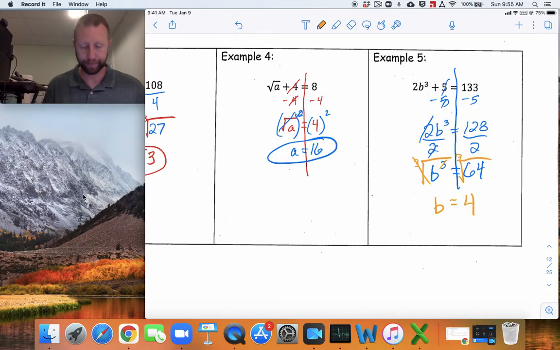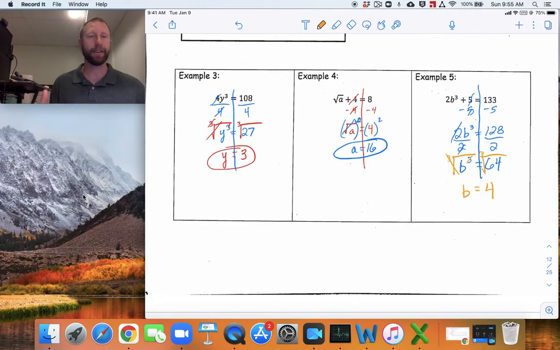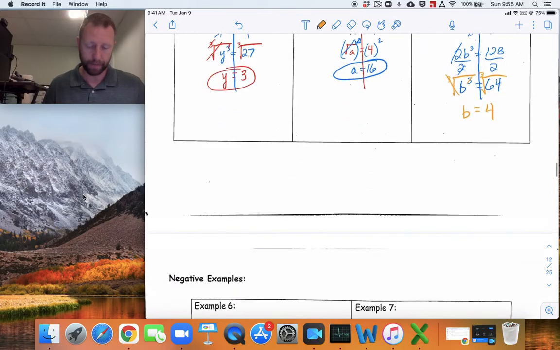All right? And that one only has one answer. Again, I can't stress that enough. With cube roots, it's one answer. For square roots, that's when it could be 2 answers, right?